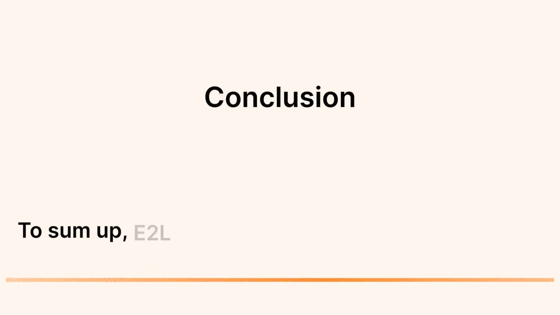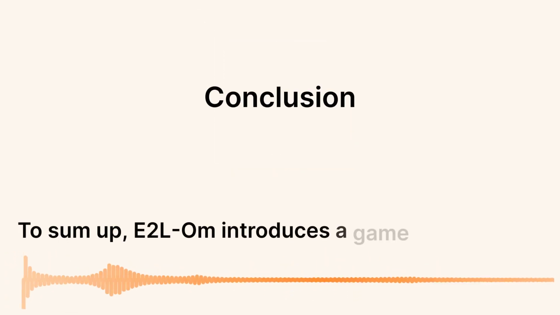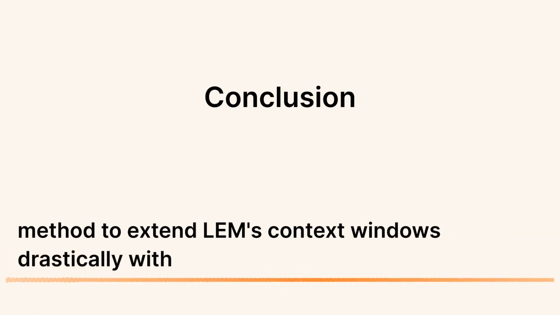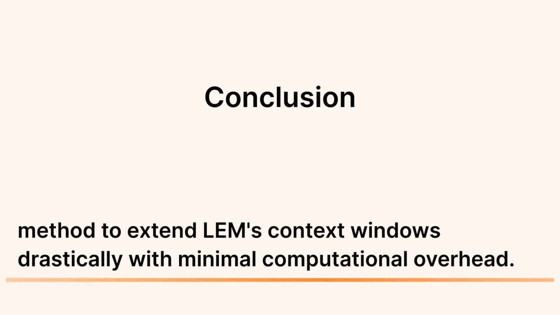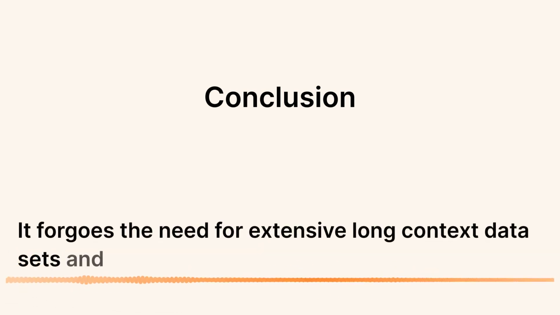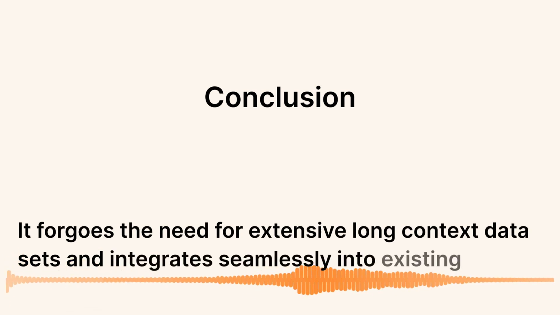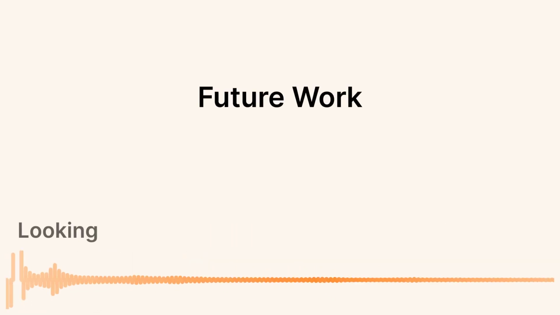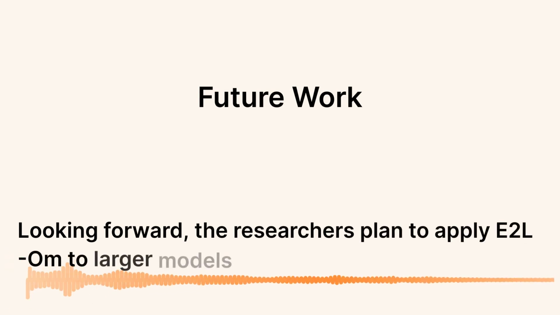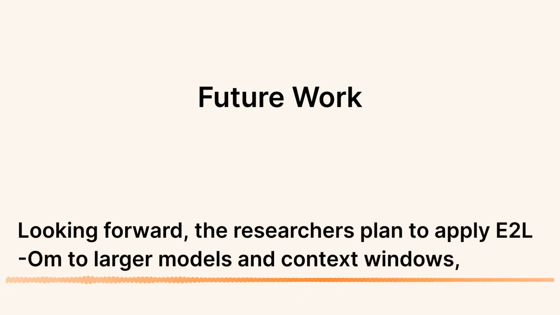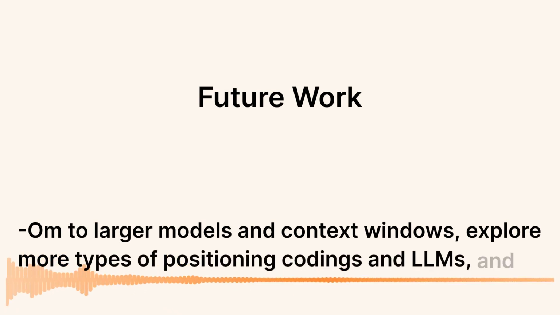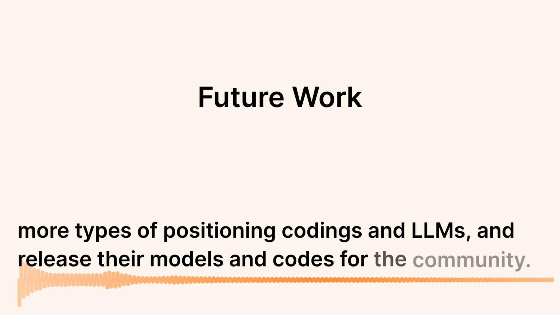To sum up, E2LLM introduces a game-changing method to extend LLMs' context windows drastically with minimal computational overhead. It forgoes the need for extensive long context datasets and integrates seamlessly into existing infrastructures. Looking forward, the researchers plan to apply E2LLM to larger models and context windows, explore more types of position encodings and LLMs, and release their models and codes for the community.